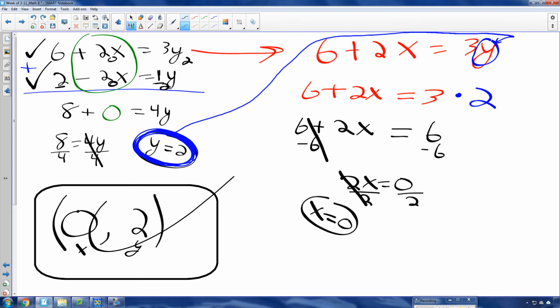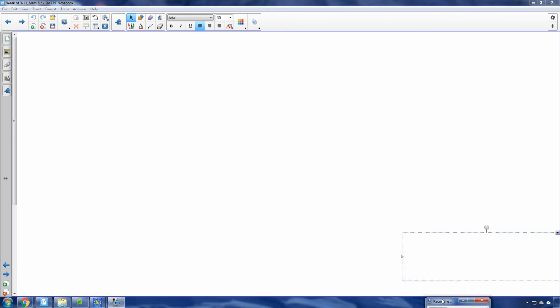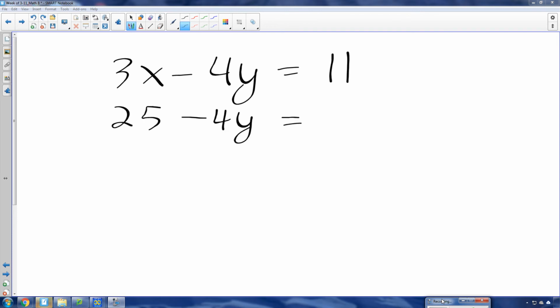So hopefully this gives you the gist of systems by elimination. Now lastly, I just want to show you what to do if you're in a weird situation. Let's say you're in a situation like this, okay? You got 3x minus 4y equals 11. And then you've got 2x minus 4y equals, that's 25, not 2x. You get 2x minus 4y equals, and I'll say just 9 or something like that, okay?